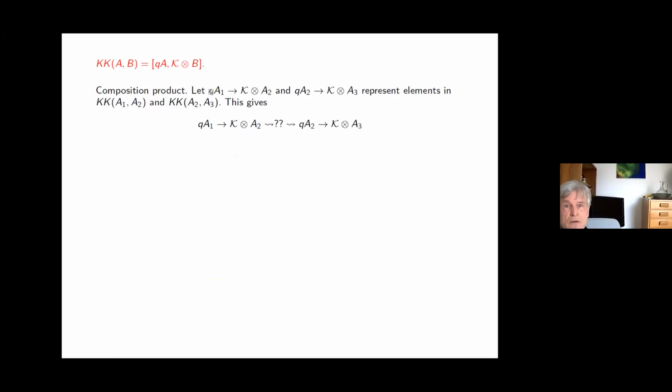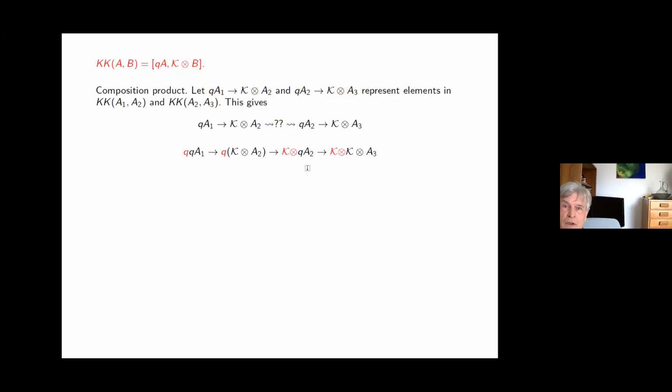So assume that you have a homomorphism representing an element in KK(A1, A2), and another one representing an element in KK(A2, A3). And we want to compose these two. So we want to find an arrow from here to here and then take the composition of these things. Now in the middle, it doesn't look so bad because you have A2 in each case. But then you have some additional decoration, namely here you have the compact operators, tensor product with K, and you have the decoration by little q. So you cannot immediately compose these two things.